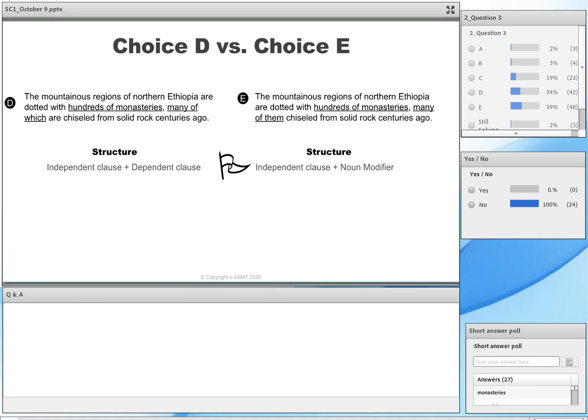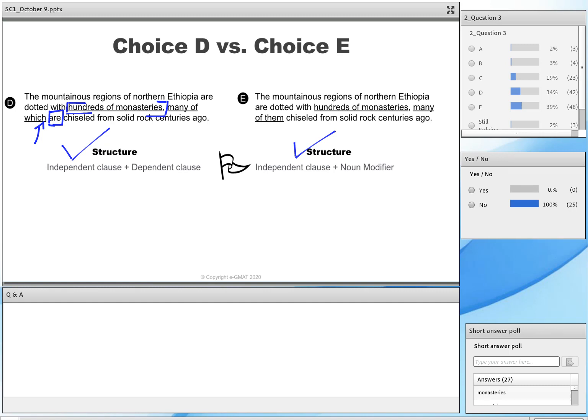Now, structure-wise, if we study the structure of choice D and choice E, they both use the correct structure. Why? Because we have the independent clause, which is "dotted with hundreds of monasteries". And after that, we have a dependent clause because the usage of "which" calls for another clause. So "many of which are chiseled from solid rock centuries". In terms of structure, this choice is absolutely fine, which is correctly talking about hundreds of monasteries. The only problem with choice D is the usage of "are". So your next question will be, if we replace "are" with "were", will this version of the sentence become correct? Yes, it will.